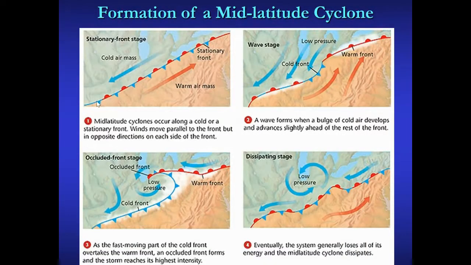And here, just to summarize, before we move forward with this, you've got your stationary front. You've got a wave develop. Cold air begins to swirl in. Warm air begins to swirl up. Eventually, you get this nice swirl motion, and you get the low pressure here. And then it spins itself out, and the fronts reconnect and form another stationary situation.